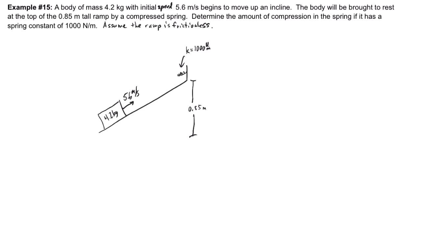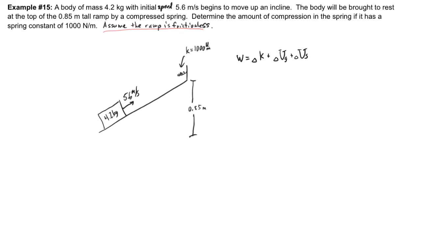We're going to go ahead and start with our energy equation. The reason we're doing the energy equation is because I've got something that's moving. It's changing its speed, it's changing its height, and there's a spring. All of those are pretty good indications that we're going to do conservation of energy here. And so we've got the work, change in energy, plus the change in gravitational potential energy, plus the change in elastic potential energy. Now, right off the bat, we do see that it says assume the ramp is frictionless.